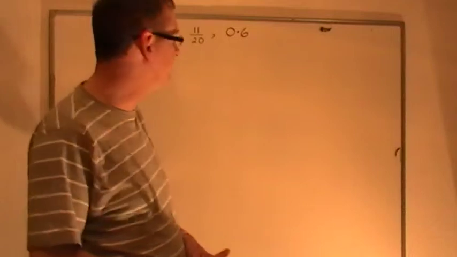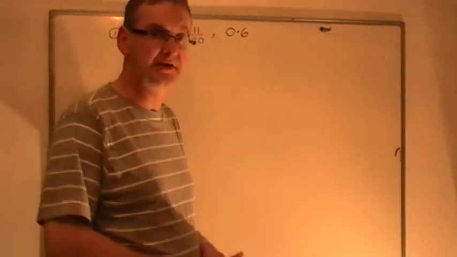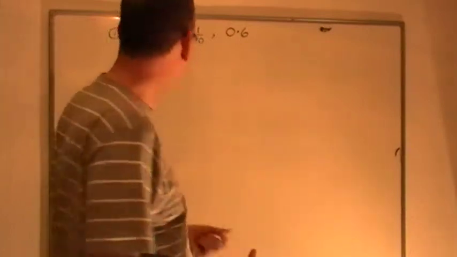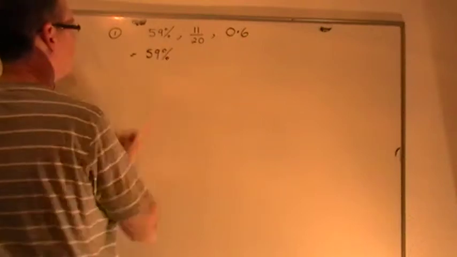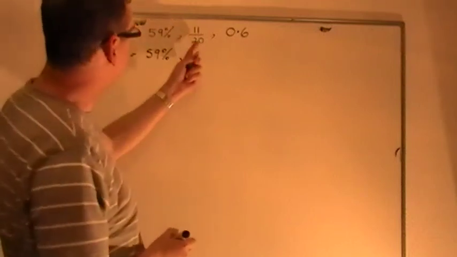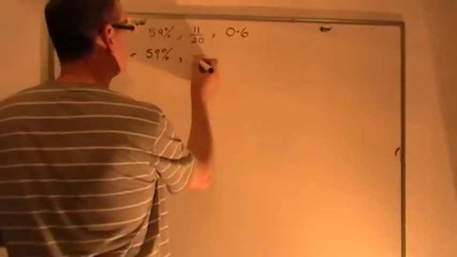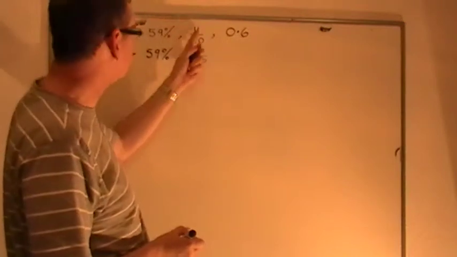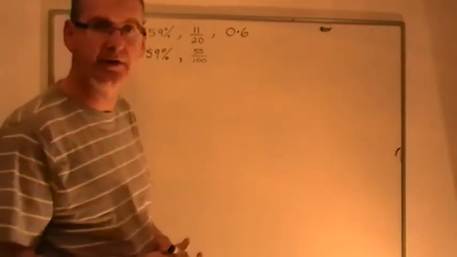For this one, I think I'll change all of them into percentages. It's entirely up to you whether you change them into percentages, decimals or fractions. So the first one, I'm going to leave the 59% exactly as it is, 59%. Now the second one, 11/20ths, I'm going to change to a fraction which is out of 100. I'm simply going to times it by 5 on the bottom to get 100. So I times that by 5, and you'll get 55 out of 100.